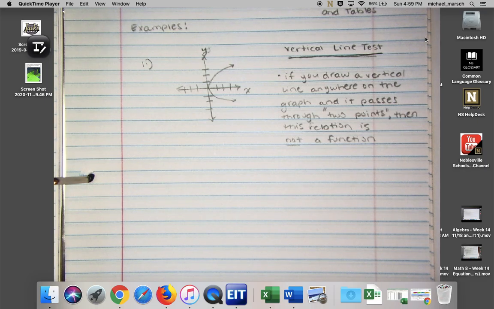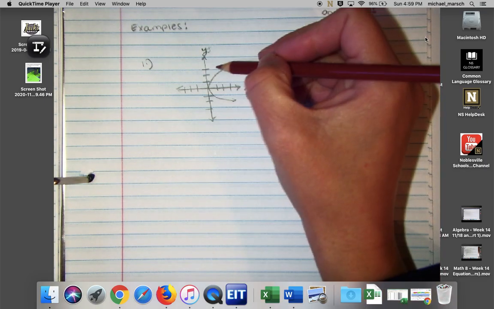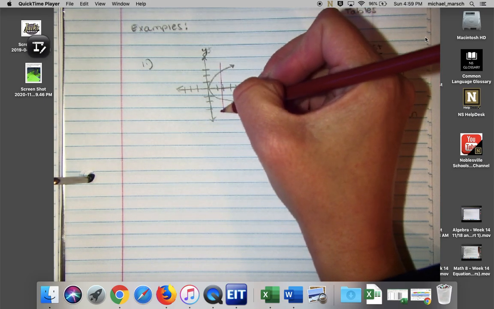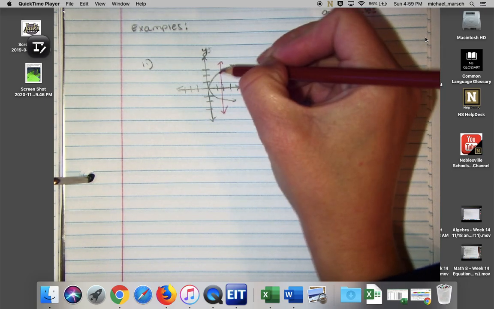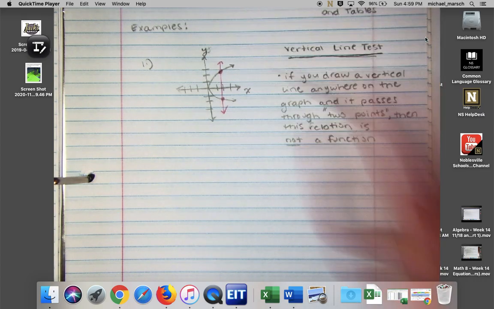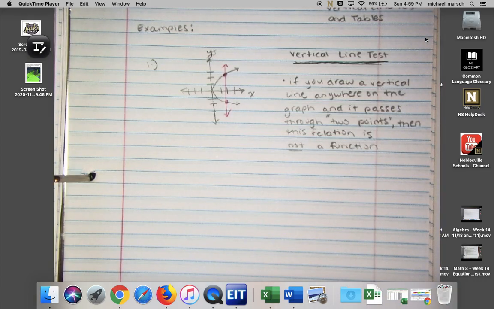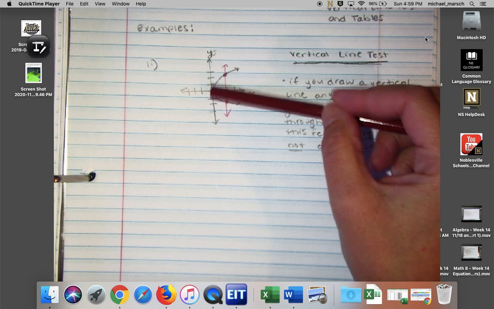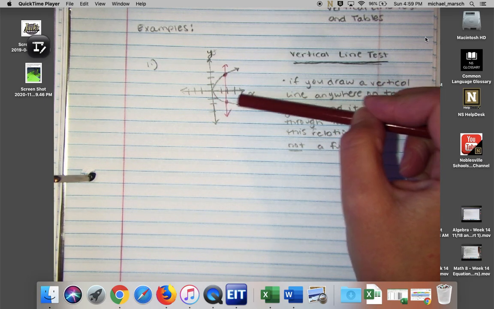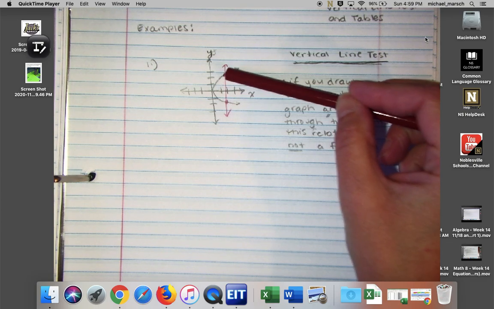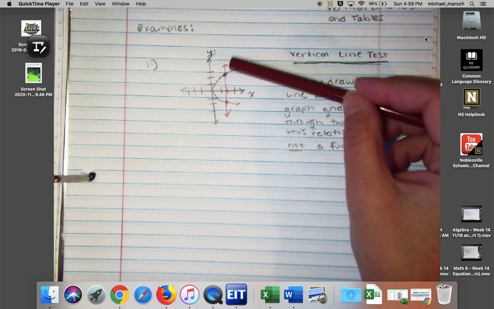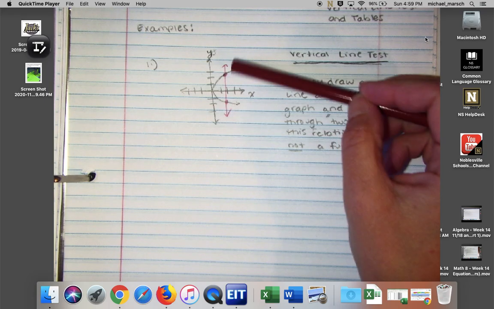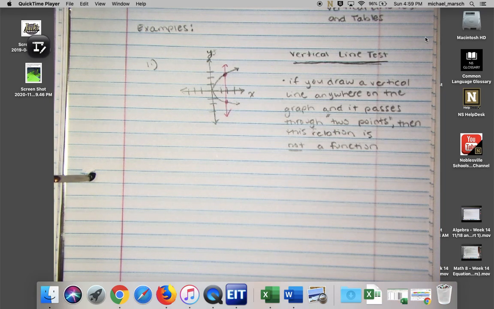So if I were to draw a vertical line, say here, do you see how it passes through that arch thing twice, right? So what that tells me is that if I were to write out all of the ordered pairs for this section of the graph, I would have this x value repeat, right? So this fails the vertical line test, which means that this is not a function.